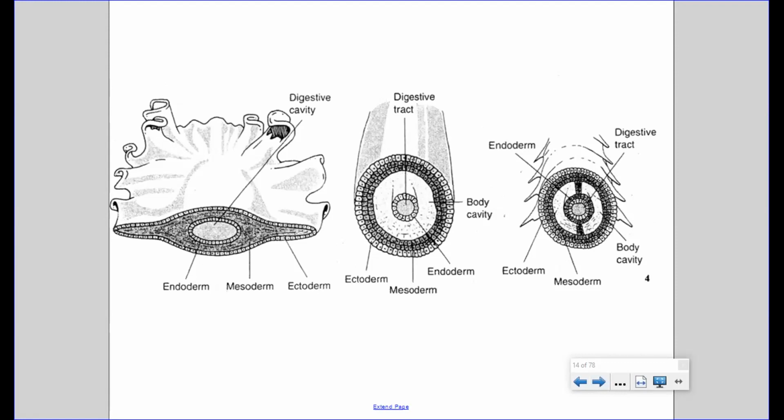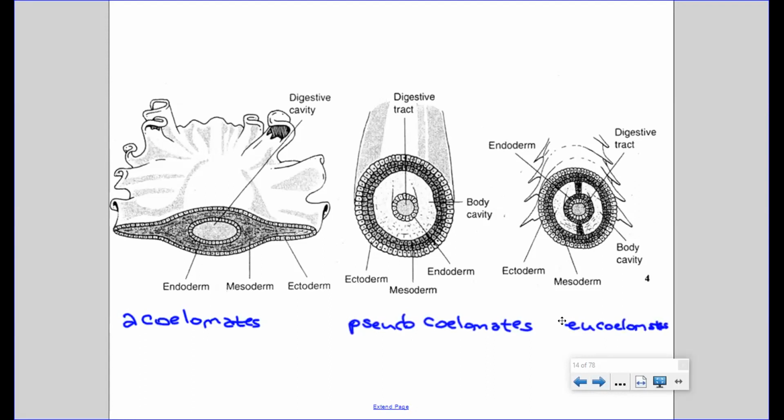We're going to look at 3 different body cavities today, or 3 different body setups. We're going to have some organisms that are referred to as acoelomates, some that are referred to as pseudocoelomates, and some that are referred to as eucoelomates.